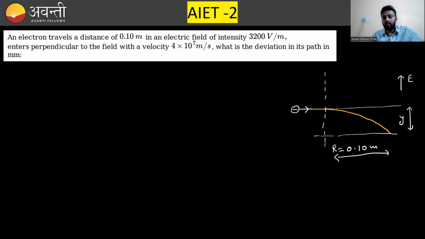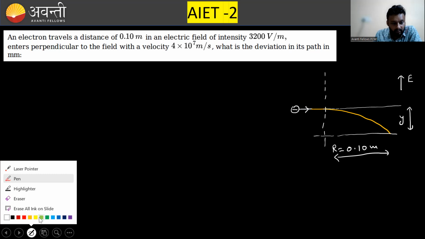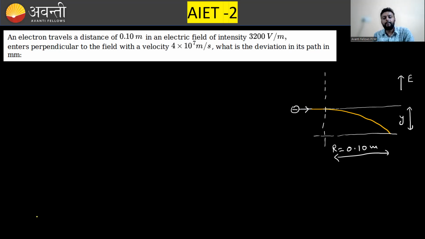Okay. For this, listen to me. This is the case of simple projectile motion in which a particle is projected horizontally, and you need to find out its y displacement. Clear? So let's just do it. This is, let's suppose, the origin. So I am applying the motion in y direction.